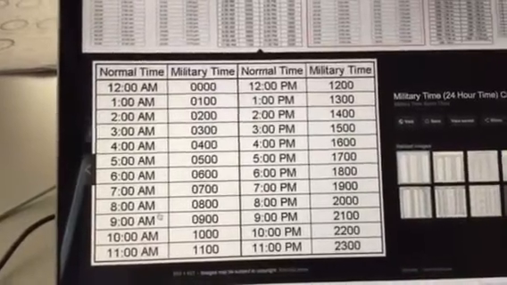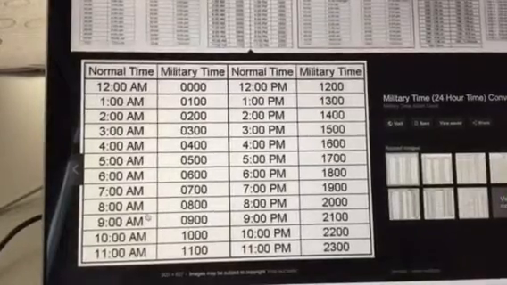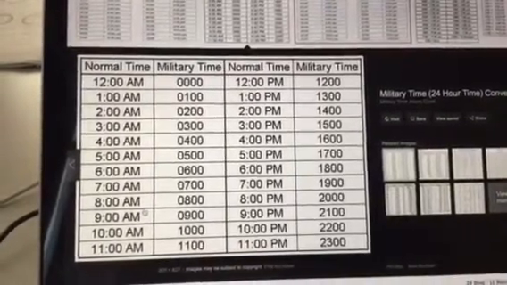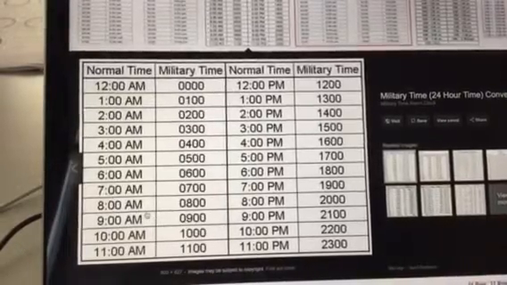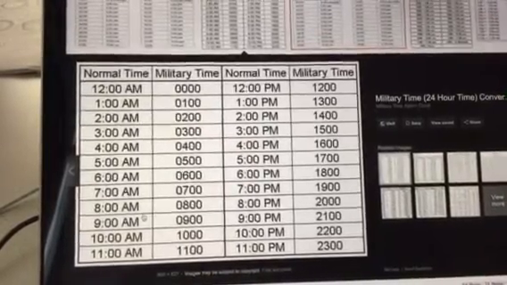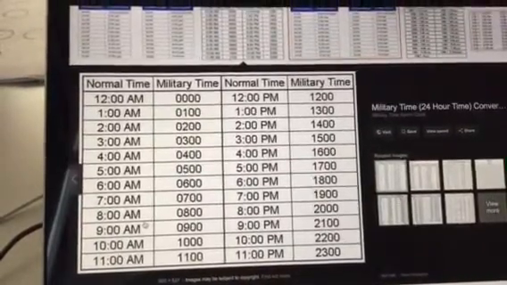So AM is used for after meridian. You don't need to worry too much about that. After meridian. And PM means post meridian. So post 12. Post means after. Post test means you do it after.